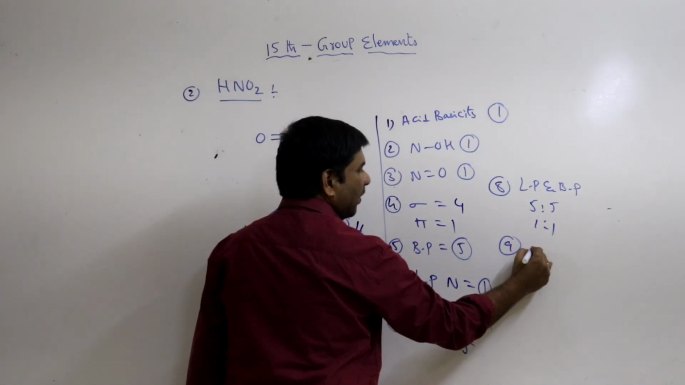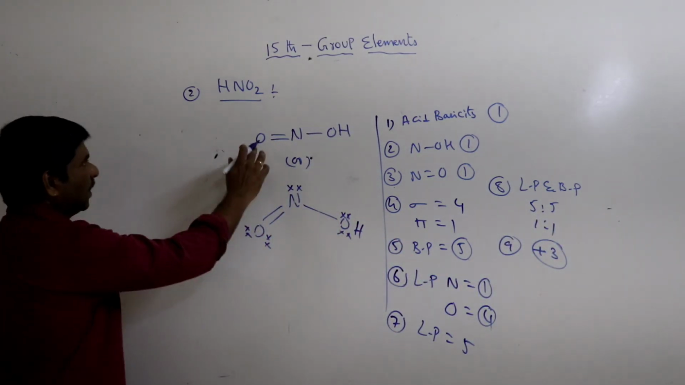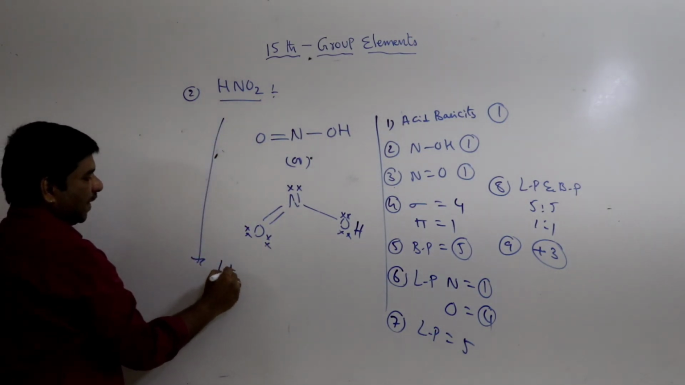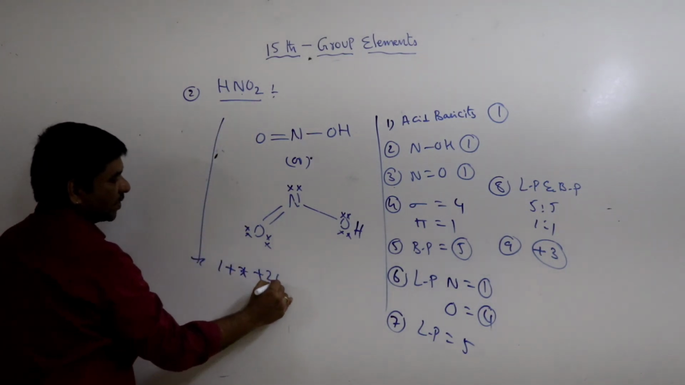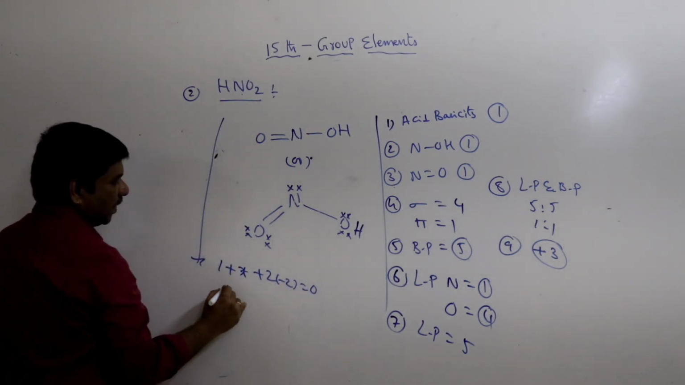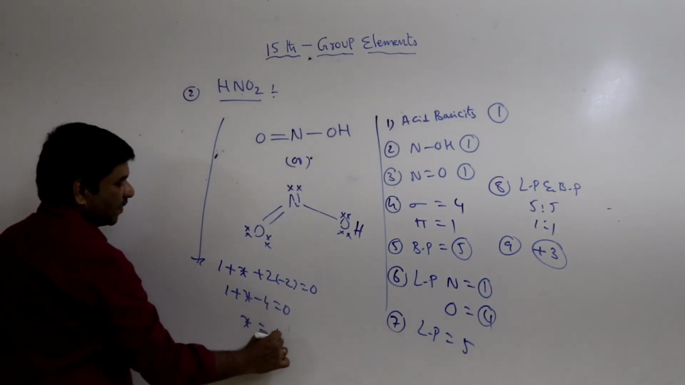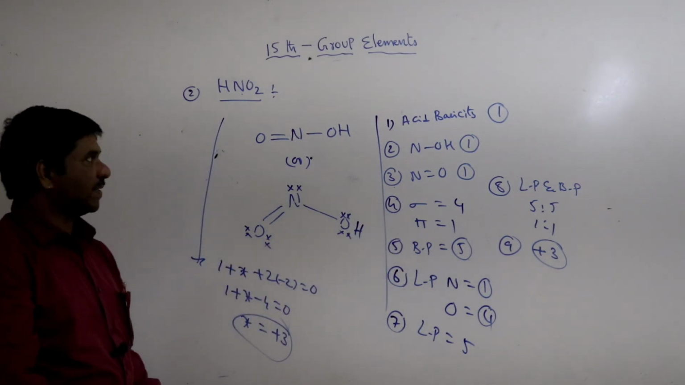So the possible oxidation number is +3 in this. Already you know how it is. HNO2: hydrogen is +1, nitrogen is X, 2 into minus 2 is equal to 0. 1 plus X minus 4 is equal to 0, X is equal to +3. So the possible oxidation number is +3.